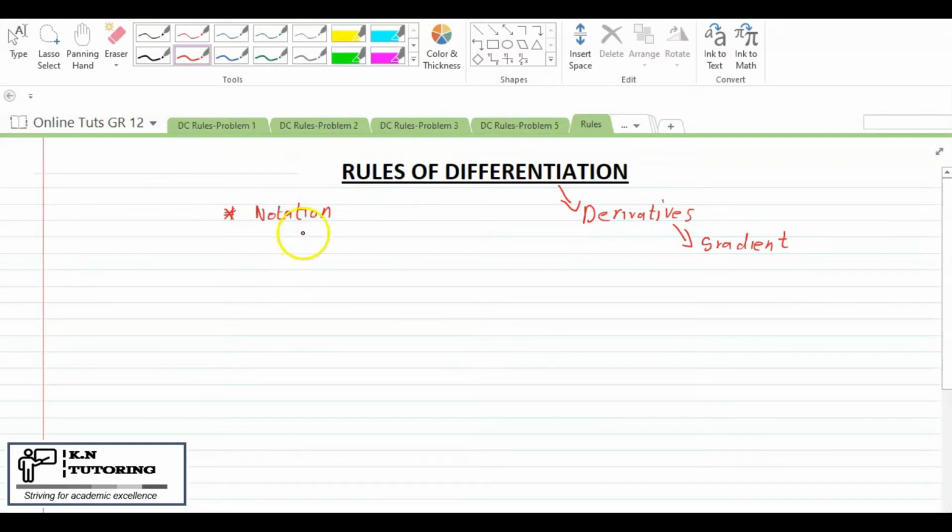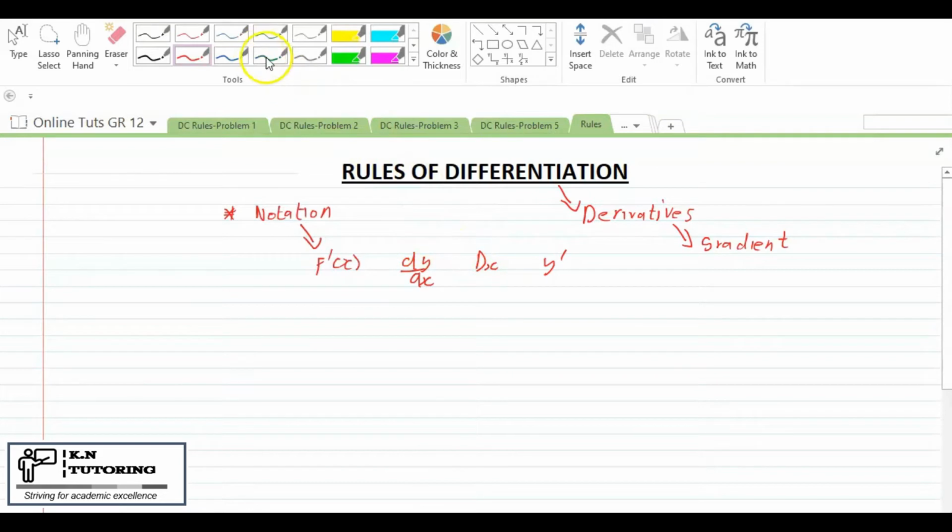You will realize that we use different notations such as f prime x, which I believe you saw when I was dealing with first principle, and which is the most commonly used one. You have dy/dx, we also have d/dx. These are the 3 most common notations that we're going to use. Sometimes you'll find that there's also y prime. They are mostly used when the subject of the formula is y.